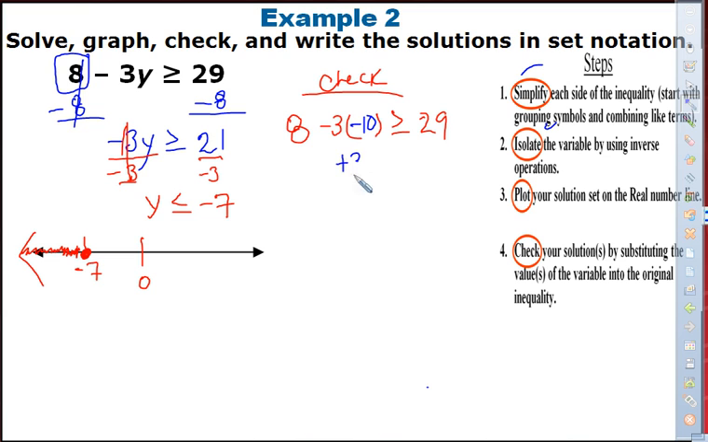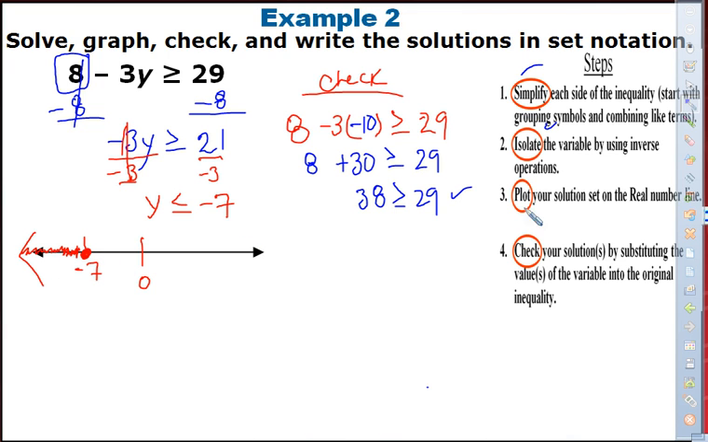So what is negative 3 times negative 10? Positive 30, and I bring everything else down: the 8, the greater than or equal to, and the 29. What is 8 plus 30? That's 38. Is 38 greater than or equal to 29? Yes, so we shaded in the right direction with our solution set being on this side.